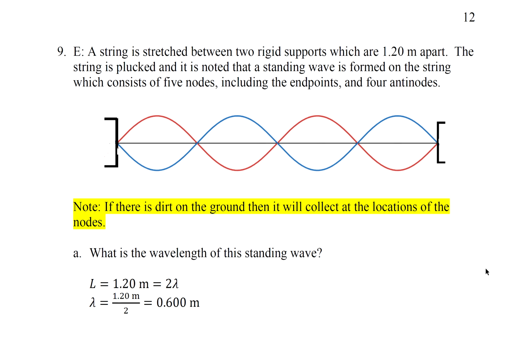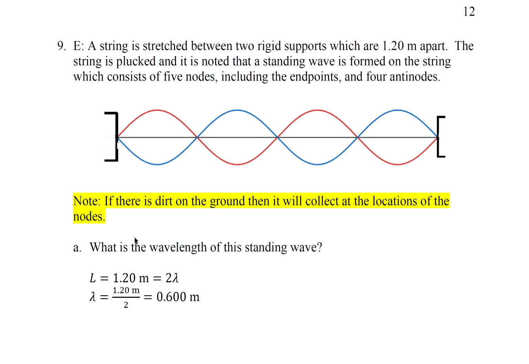So I drew the image here. We got 5 nodes where the displacement is 0 and 4 antinodes. So here's a note. If there is dirt on the ground, then it will collect at the locations of the nodes. So imagine we put some dirt on the ground. Where we have the antinodes, the dirt's going to be pushed left and right. So we end up getting dirt just where the nodes are on the bottom.